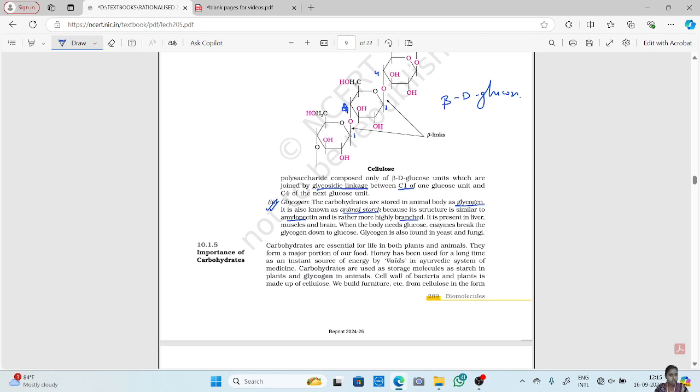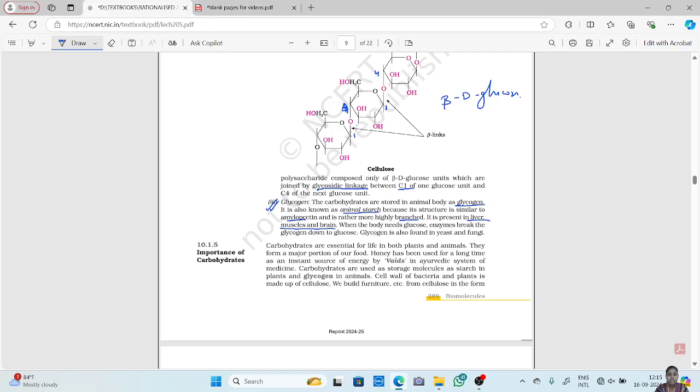Here the structure is not given for glycogen, but it is observed that the structure of glycogen is similar to amylopectin. Amylopectin is a straight chain with branching, right? So the structure of glycogen is quite similar to amylopectin, but glycogen has more branches compared to amylopectin. Where is glycogen present? Glycogen is present in liver, muscles and brain.